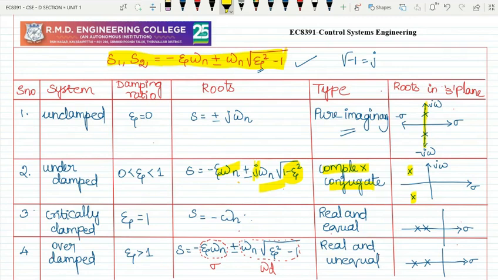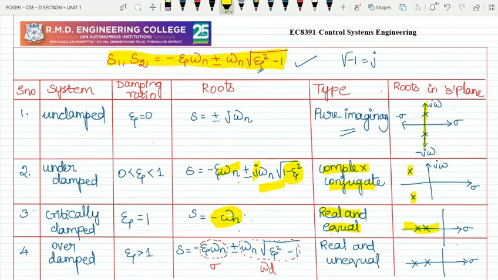Then critically damped, epsilon equal to 1. If I substitute epsilon equal to 1 in the main equation, that is the top of the tabular column, I get s equal to minus omega n. That is the only real term I am getting. So its value is real and equal. Also make sure that it is minus omega n. That's why all my answers will be lying on the negative real x-axis.